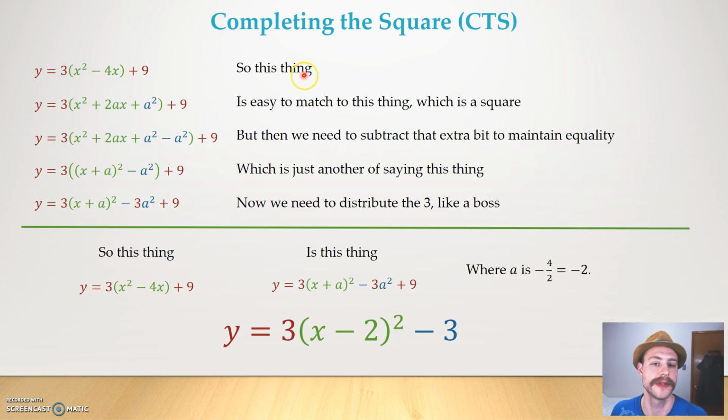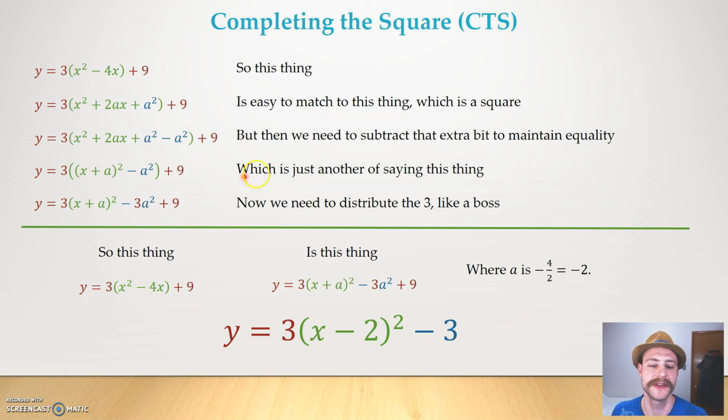Okay, so let's summarize a little bit. So this thing, which we started with, is easy to match to this thing. But then we need to subtract that extra bit to maintain equality. So really don't use this one. Use this one. Use this third line here, okay? And recall that the first three terms were designed specifically to be that perfect square, right? If we expand this perfect square, we get back to this one. That's how we found these things. We just forced it to be a perfect square. And then this minus a squared is just, we're taking off that extra surplus that we added on accidentally, okay?